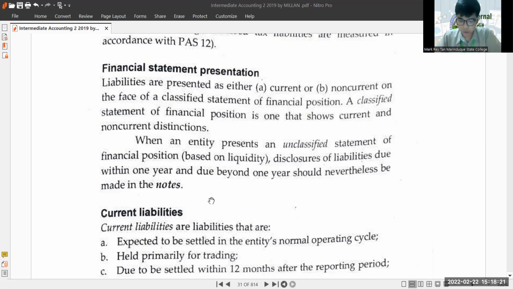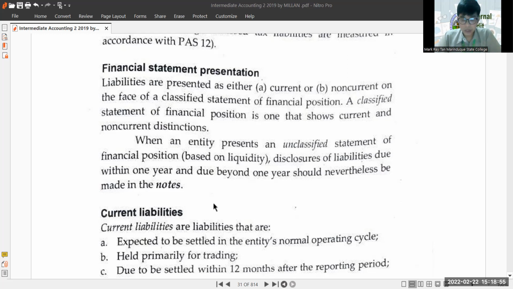What are the notes being referred to? These are the notes to financial statements. In the notes, all explanations that do not need to be presented on the face of the financial statements are placed. These are the supporting explanations and supporting computations that cannot be placed on the face of the balance sheet or statement of financial position, the face of the income statement, etc.